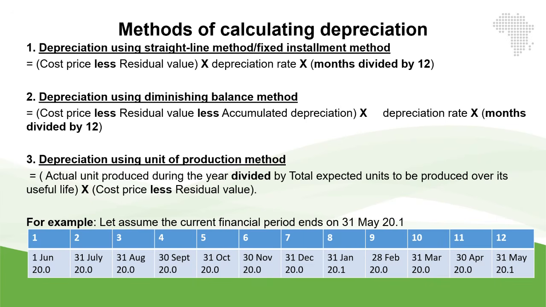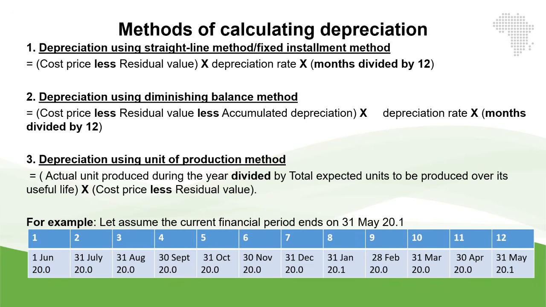In this situation, the example that I'm making here, our current financial period ends when? On the 31st of May 20.1. So which means it started when? It will start on 1 June 20.0. So you go backward 12 times, because we know that a financial period is made up of 12 months. So if it started on 1 June 20.0, it's going to be July, August, September, October, November, December, January, February, March, April, May. That is 12 months.